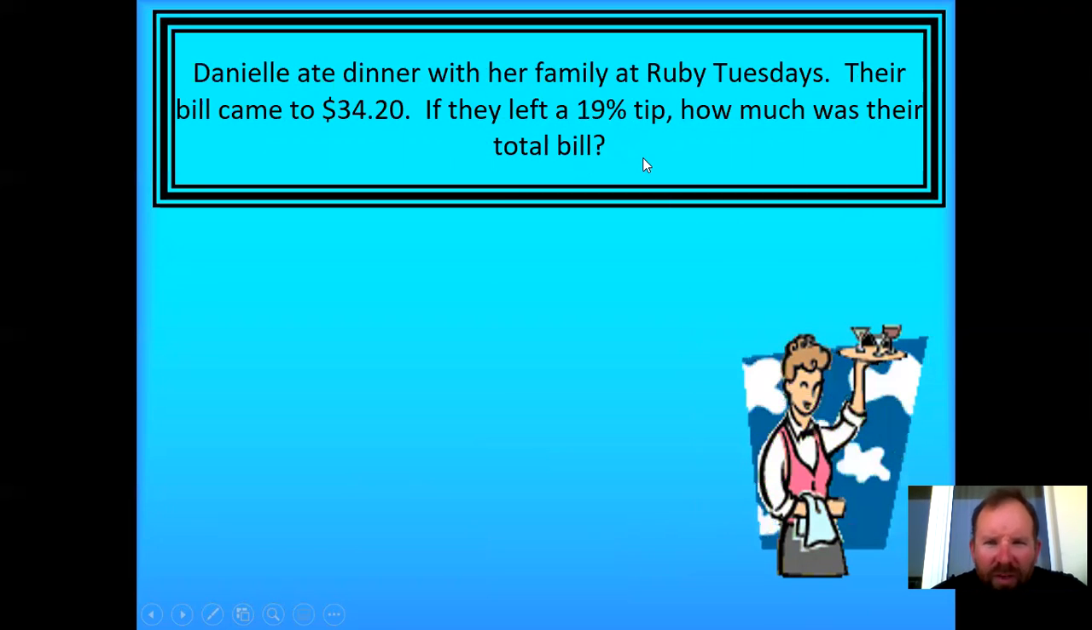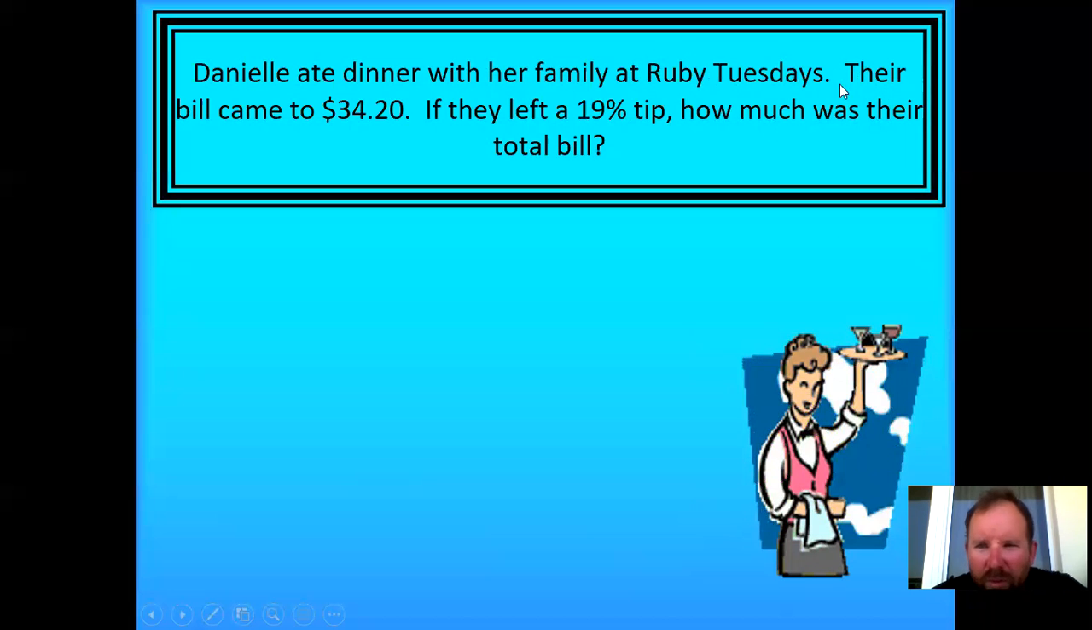Danielle ate dinner with her family at Ruby Tuesdays. Oh, they don't even have those anymore. That's old. I need to replace that.